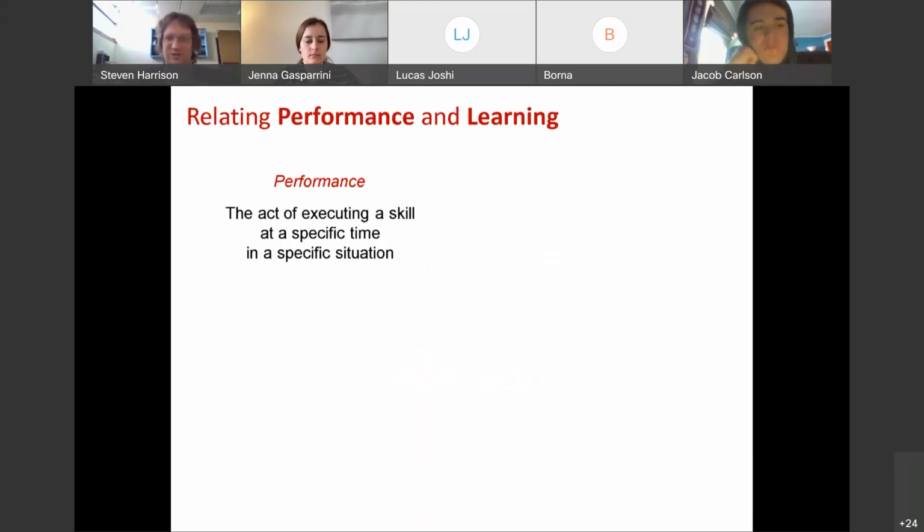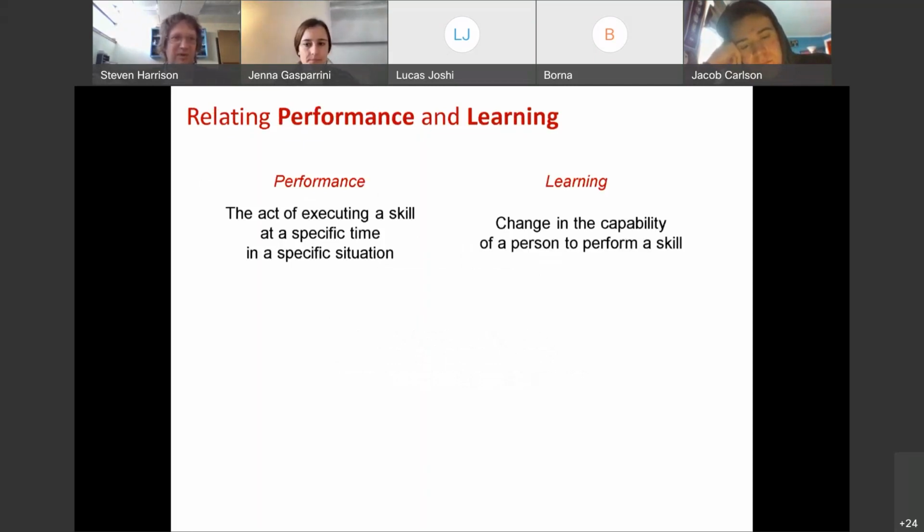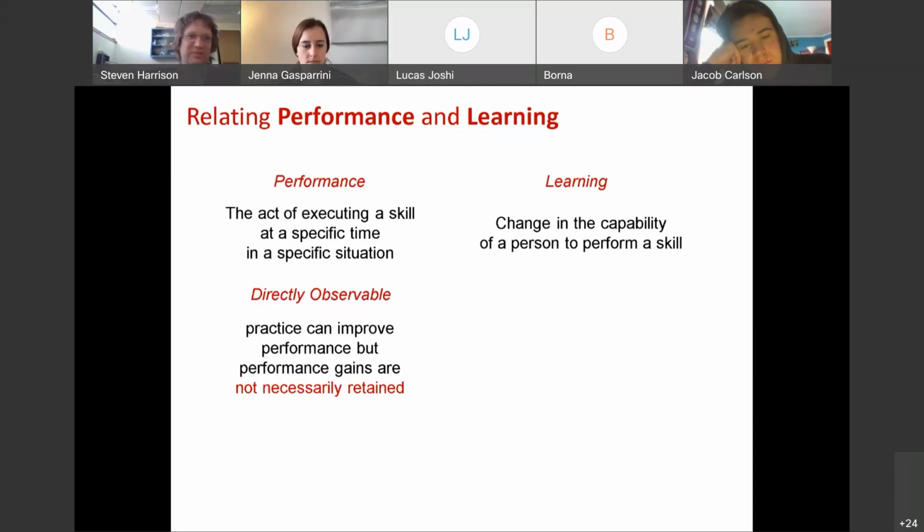I just used a technical term, learning, and I want to make sure we're on the same page about what learning actually is. We've got the term performance, which refers to the act of executing a specific skill at a specific time in a particular situation. The wonderful thing about performance is that it is directly observable. You can practice, and from practice you can see an improvement in performance, but the performance gains are not necessarily retained. That is a key part of the distinction between performance and learning.